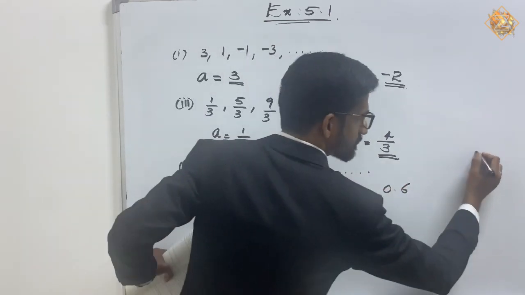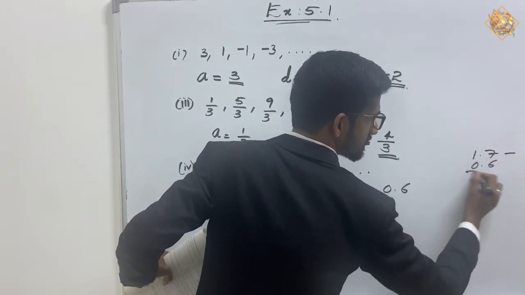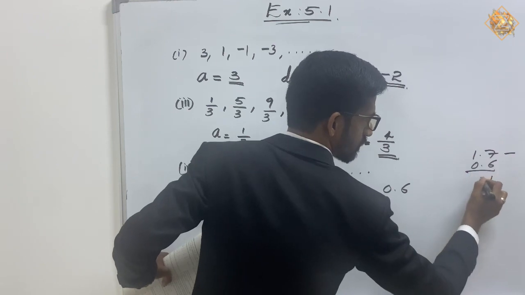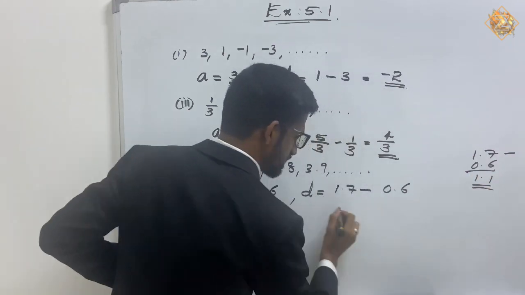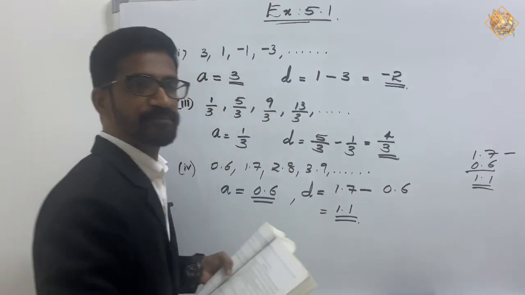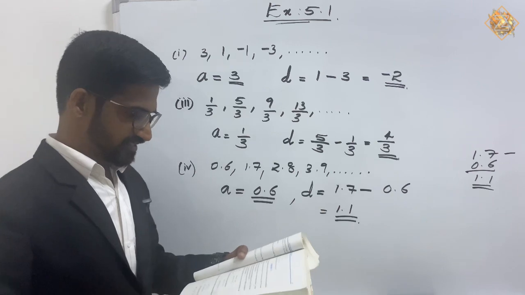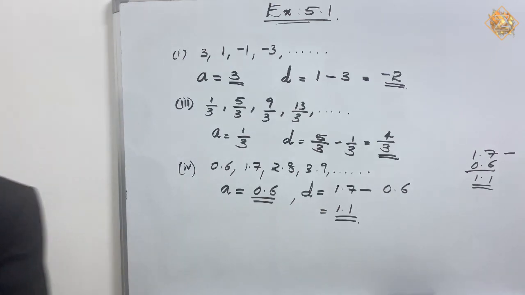Okay, so when we subtract 1.7 minus 0.6, that is what? 7 minus 6 is 1, so that is 1.1. So this is the common difference here, isn't it, students? Okay, that's it. Just take it to your notebook.